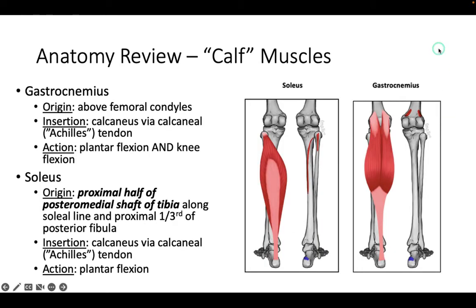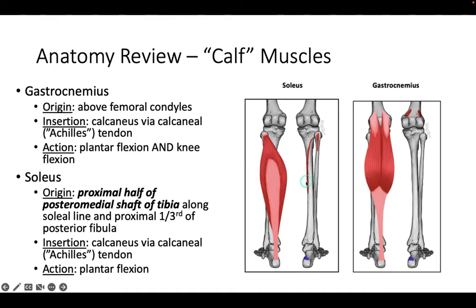Before we go over the causes, we need to go over the anatomy of some important muscles for this injury. We're going to start off with our calf muscles, and with the muscles I'll go origin, insertion, and then action. Starting off with the gastrocs, the origin is above the femoral condyles, and it inserts into the calcaneus, our heel bone, via what we probably know as the Achilles tendon. So it crosses the posterior side of the knee as well as the ankle, so you get knee flexion and plantar flexion. The soleus, though, has attachments on the tibia and fibula.